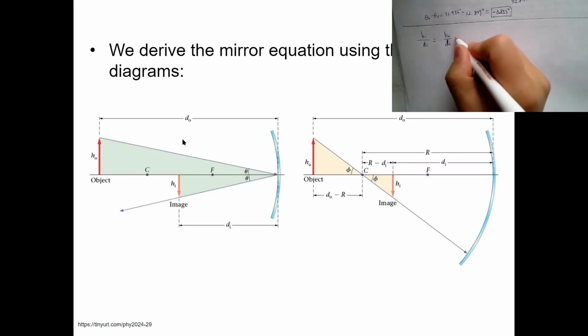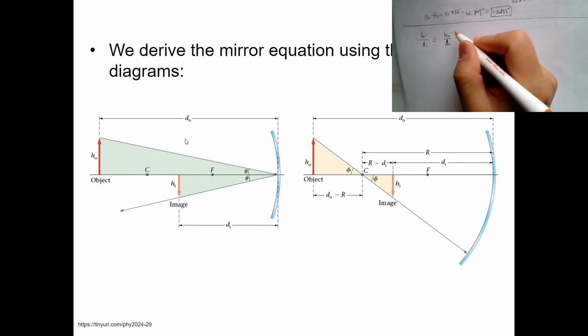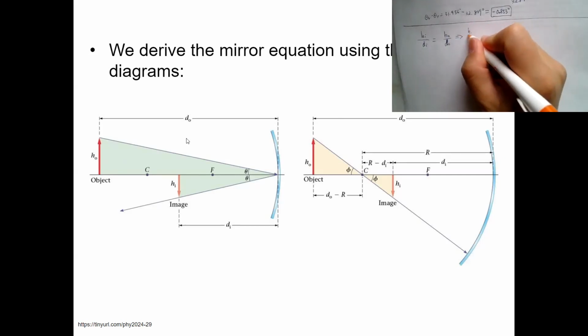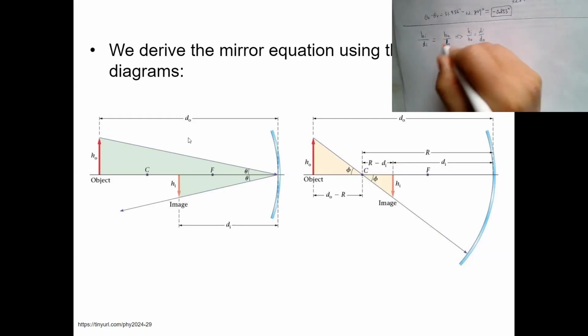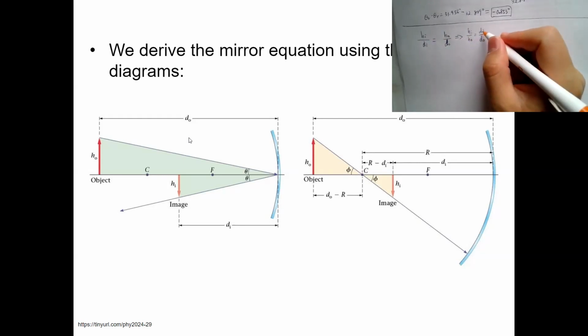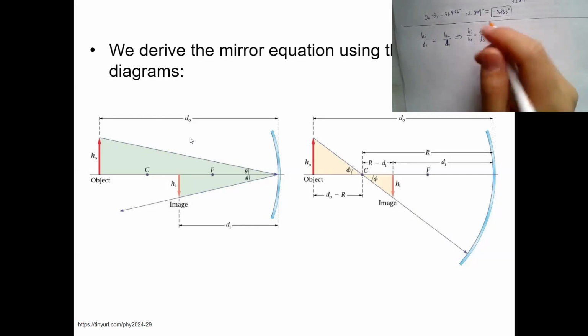Now, you can rewrite this. HI over HO should be equal to DI over DO. This comes from the similar triangles.